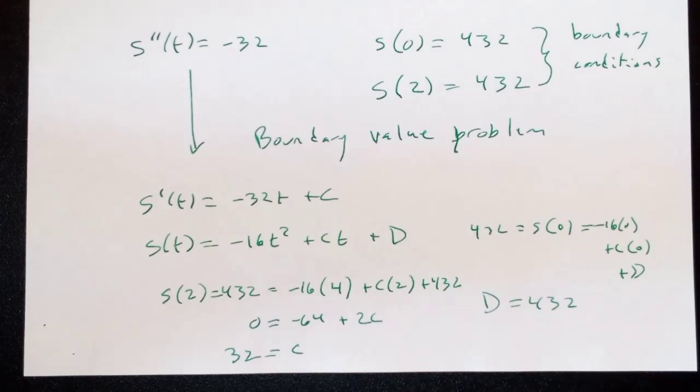The 432 on the left side of the equation will cancel the 432 I got from d. Negative 4 times 16, that's negative 64 plus 2c. Moving it over, I can see c is 32. Ta-da! Again, this actually did work. I threw the ball up. I threw it a little slower this time. It happened to be exactly the same height where I threw it from 2 seconds later.